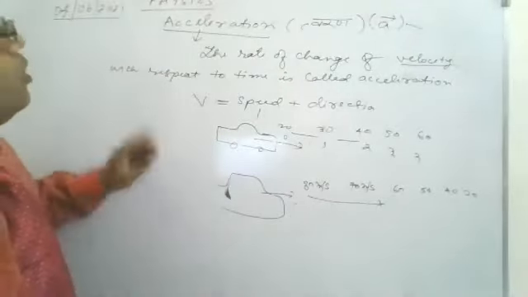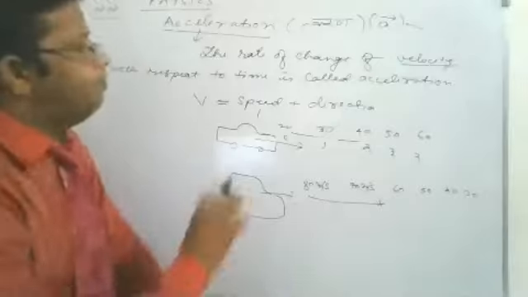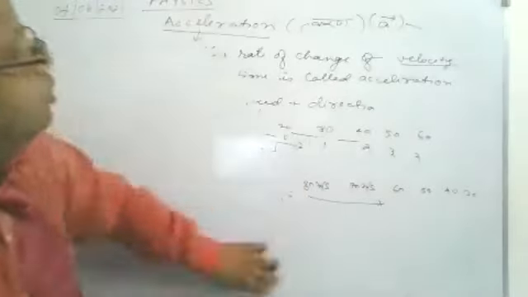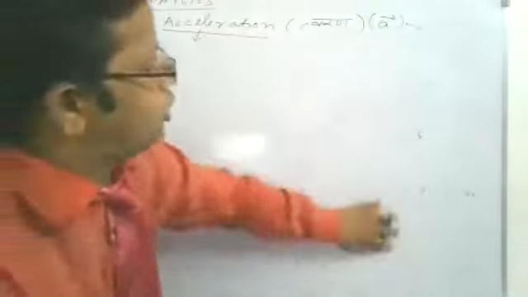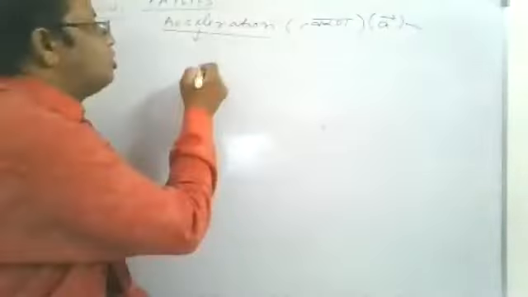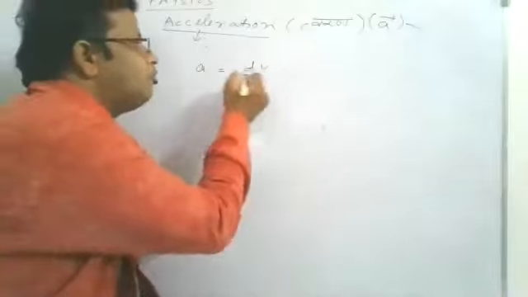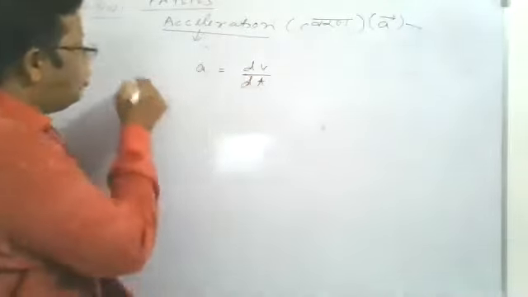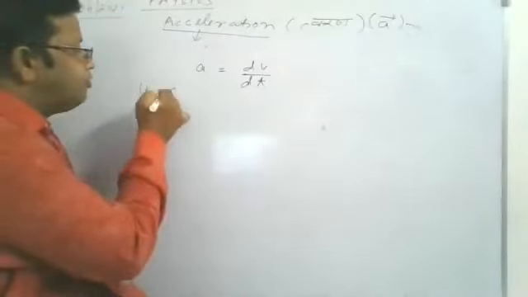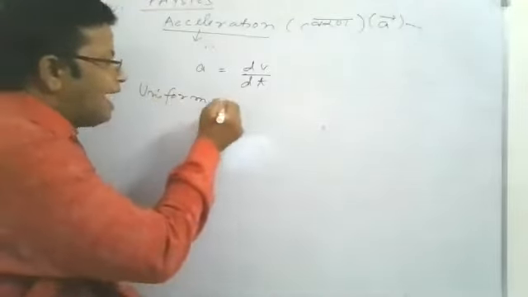Now you see here, acceleration may be uniform. So what is acceleration? Acceleration is change in velocity with respect to time. Now what is uniform acceleration?